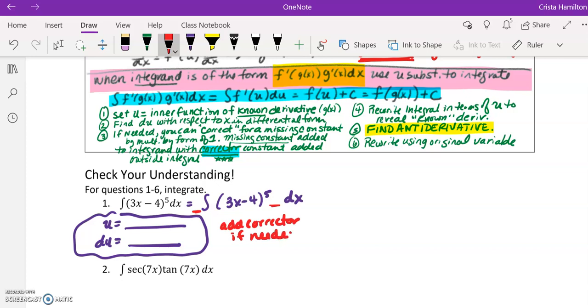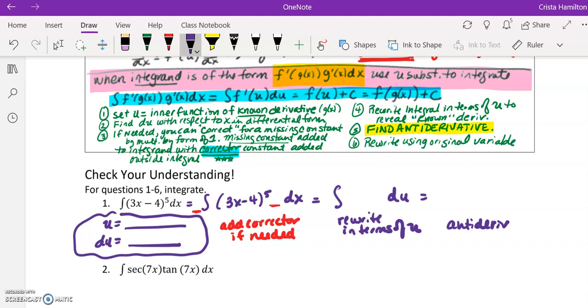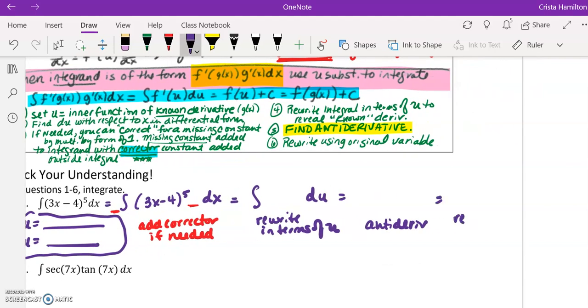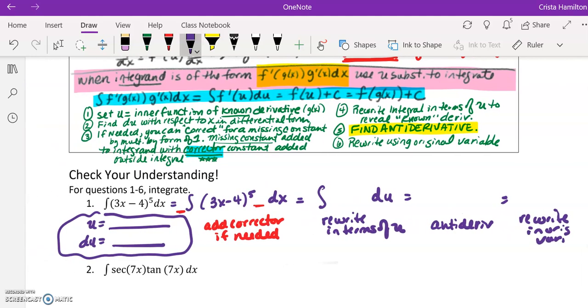So add a corrector if needed, okay? Then what you are going to do in your linkage here is after you do that, you are going to rewrite in terms of u, right? So the integral, whatever is here, and then make sure you end up with your du there. Then you are going to take the antiderivative, and then the last step is rewrite in original variable. So you're going to do that for each of these going down.